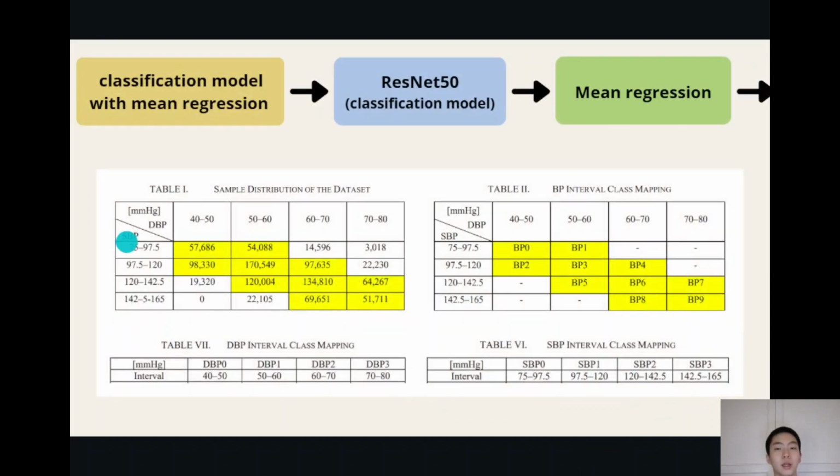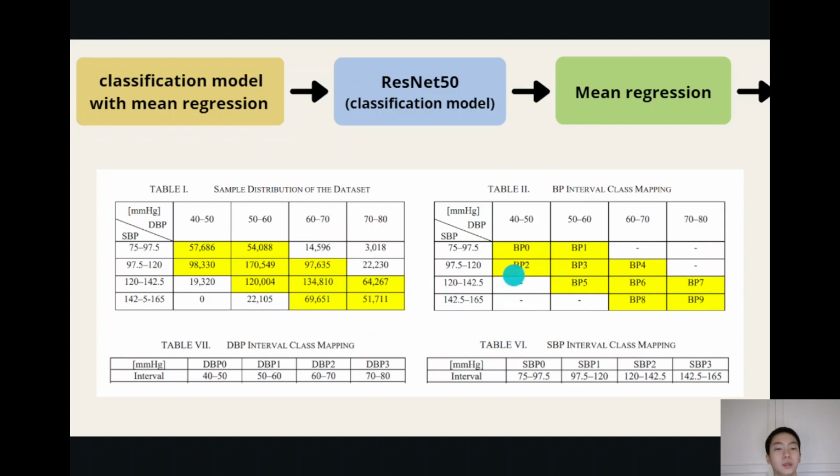Table 1 shows the number of samples in each blood pressure interval. We select only the groups with more than 50,000 samples. The group labels are shown in Table 2. As you can see here, SBP0 includes BP1 and BP0. SBP1 includes BP2, BP3, and BP4. SBP2 is so on and so on.